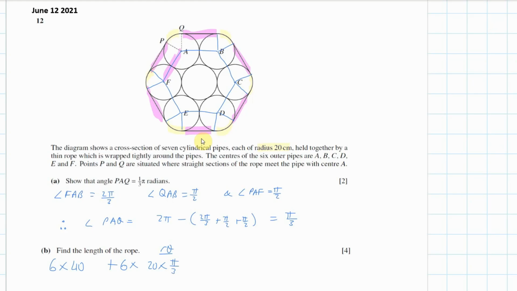Now we add this all together. And what do we get? 240 plus 40 pi. And that's 3 significant figures.